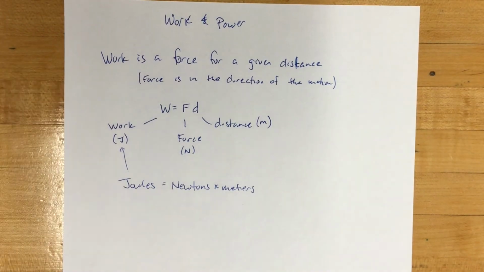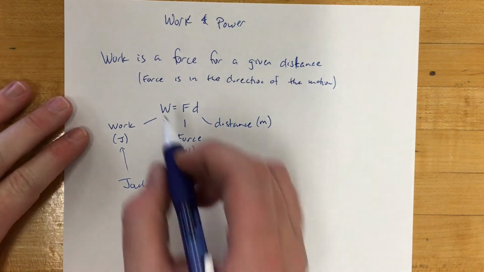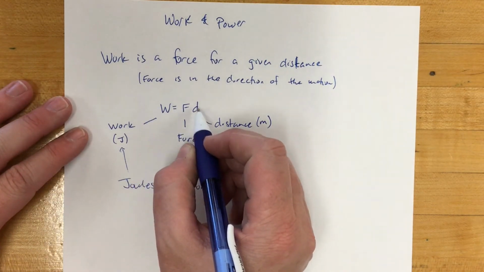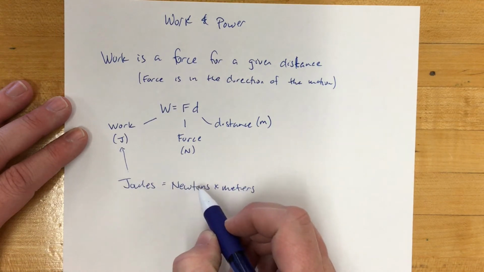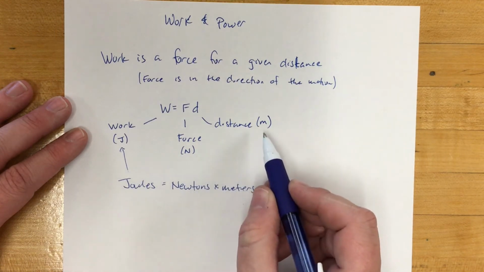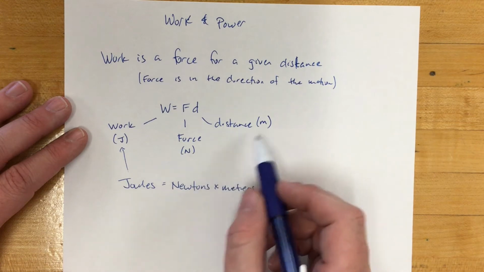When we're talking about work and power, work is going to be a force over a given distance. I can push something as hard as I want for as long as I want, and if it doesn't move, according to this definition and the equation that goes with it, no work is being done. The equation we use here is work equals force times distance. Work is measured in joules, and a joule is a newton times a meter, which you see here in this part of the equation if you multiply those together.